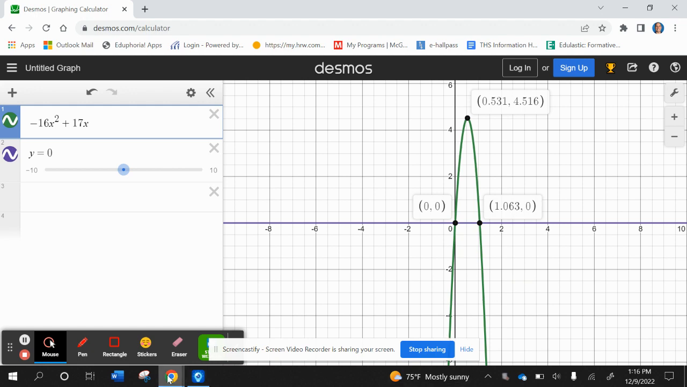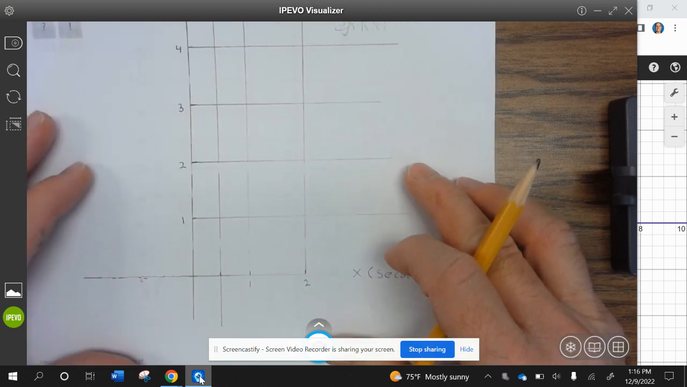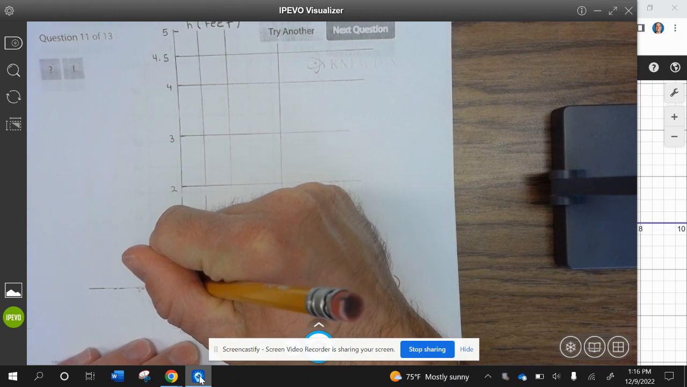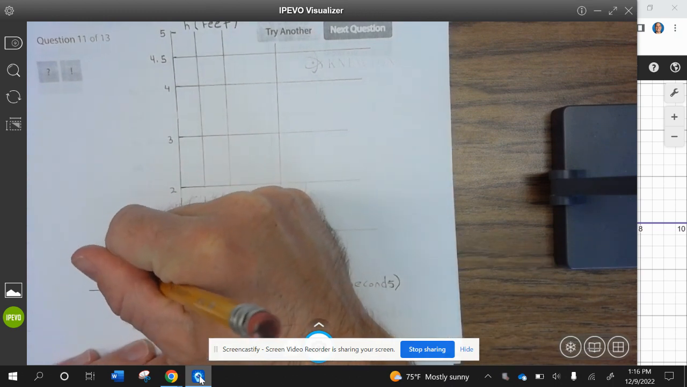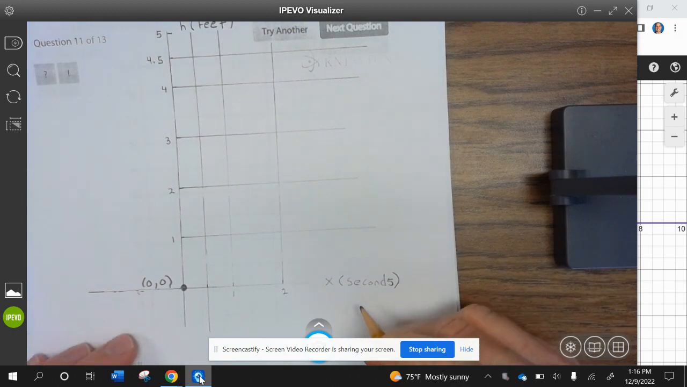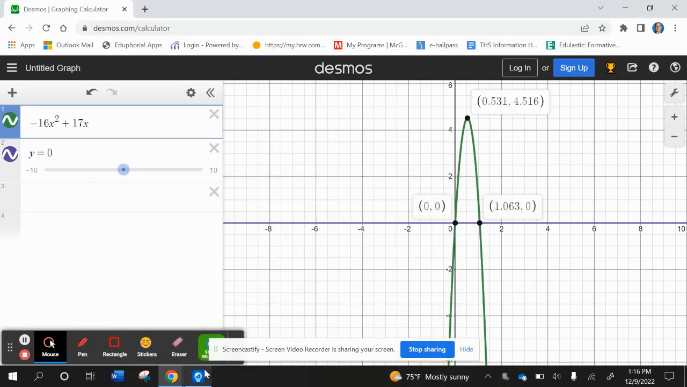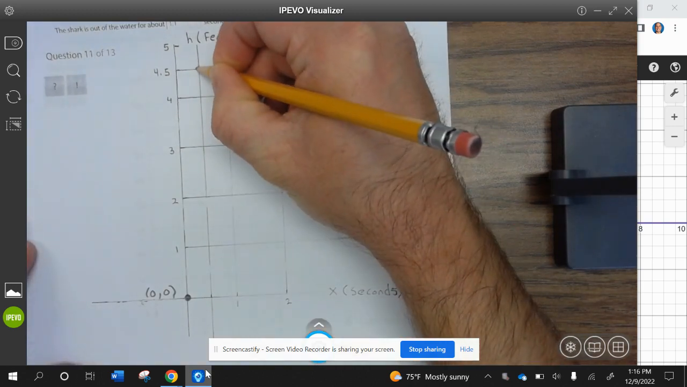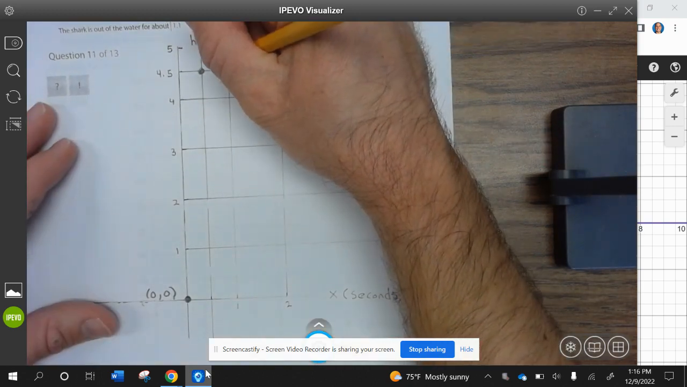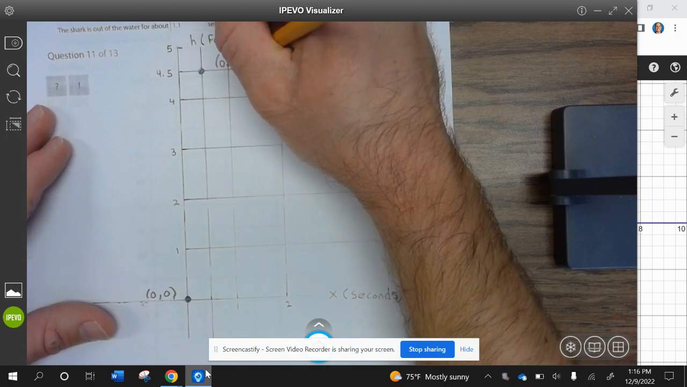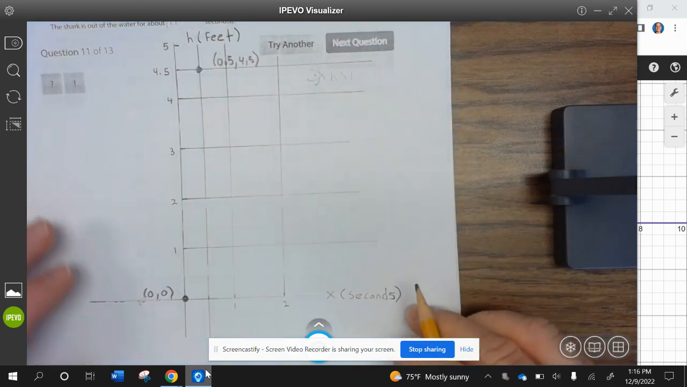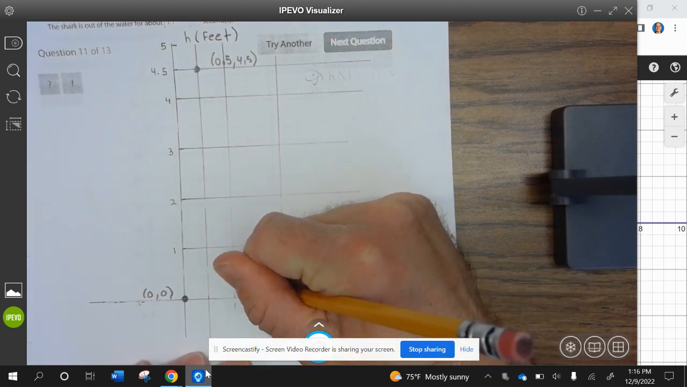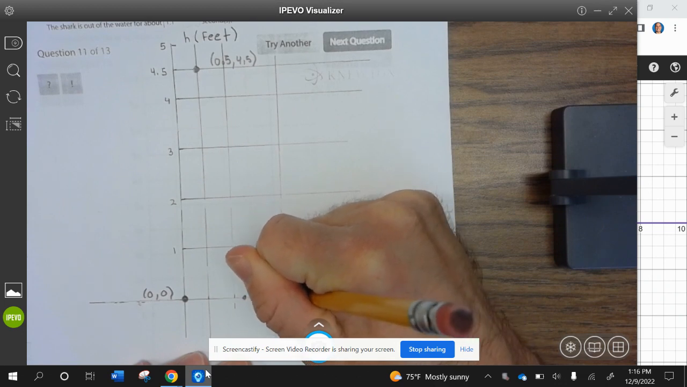All right. So, zoom out here. All right. So the shark starts at 0, 0, goes to a height of, and I need to go back and look at the graph, 0.5, 4.5. So 0.5, 4.5 is right here. Okay. And then it hits the water at 1.1, comma 0.